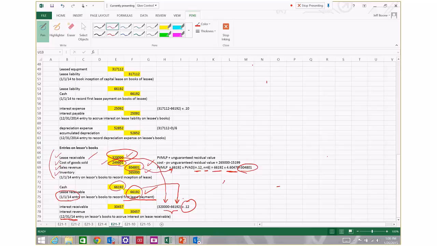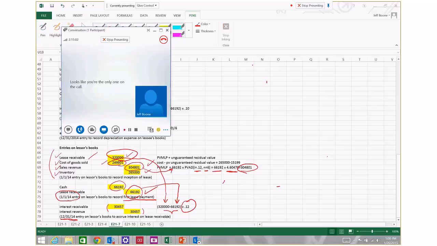And the result of the calculation is $30,457. So we're going to debit interest receivable $30,457, credit interest revenue $30,457. So I believe with that we've answered all parts of the question that we're required to answer.